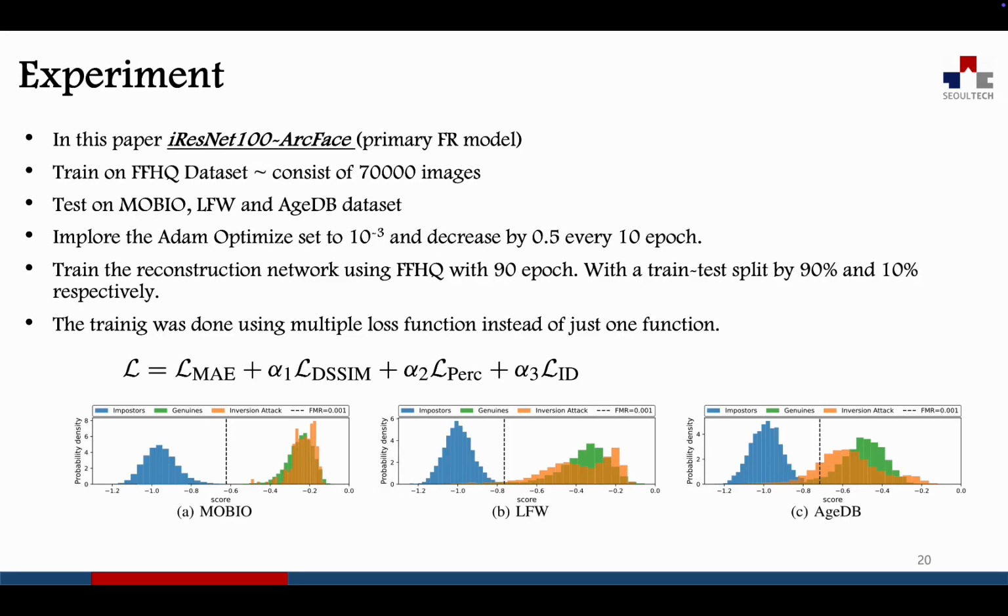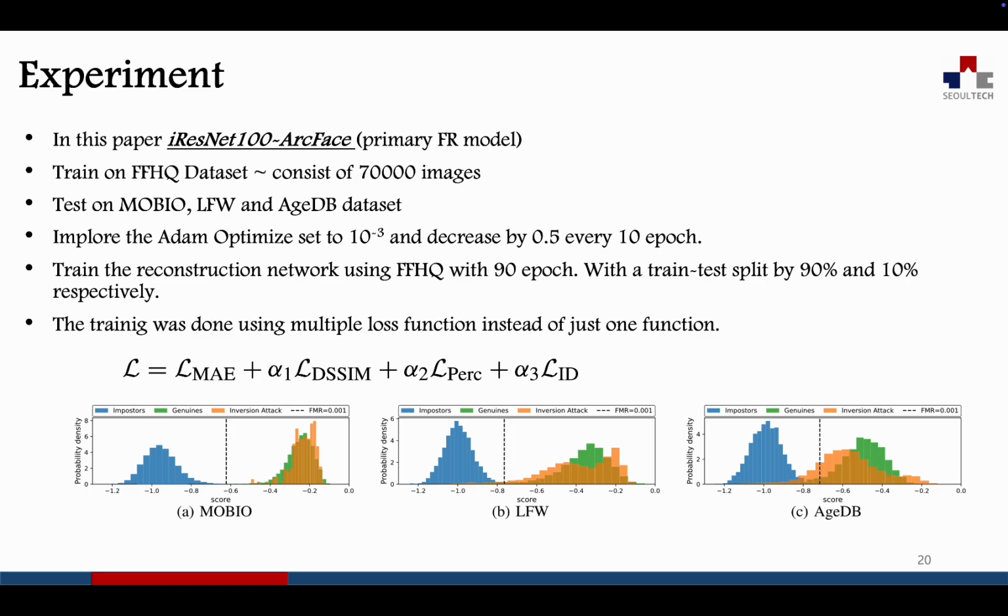So in the experiment, the model that has been chosen as a primary model is ArcFace, IResNet 100 ArcFace. It is trained on the FFHQ dataset, which consists of 70,000 clear images, and it is tested on MOBIO, Labeled Faces in the Wild, and AgeDB datasets. The author employed the Adam optimizer, which sets the learning rate to 10 to the minus 3 and decreases it by half every 10 epochs. And the reconstruction network was trained on FFHQ for 90 epochs, with the train-test split being 90% to 10% respectively.